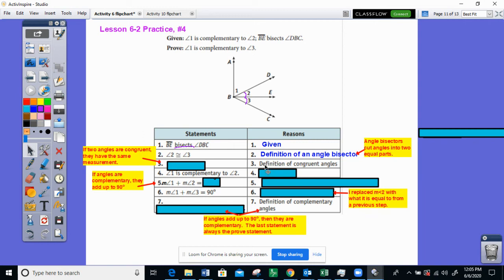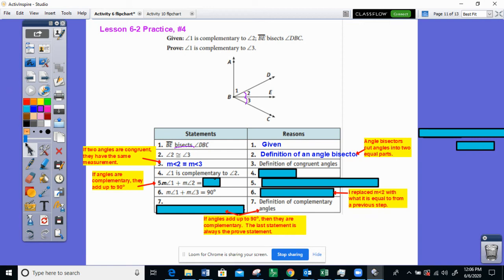Okay, they give us a clue here with this reason. The reason for step 3 is the definition of congruent angles. So we've been using the definition of congruent angles to say if two angles have the same measure, then they must be congruent. But this is just using the converse of that definition. If two angles are congruent, then their measures have to be equal. If angle 2 is congruent to angle 3, then the measure of angle 2 has to equal the measure of angle 3.